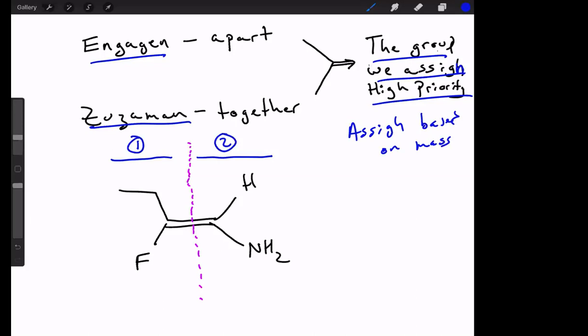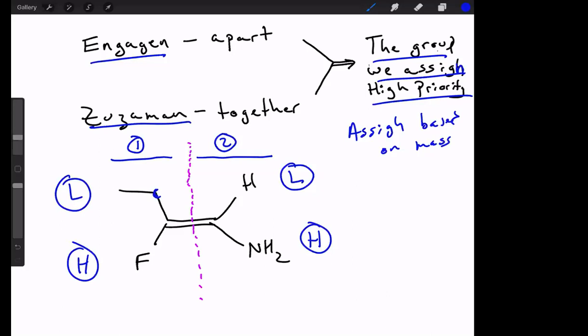We don't need different numbers because we're going to assign a high and a low for both 1 and 2. So in this case, we're going to give the low priority to hydrogen and the high priority to nitrogen because nitrogen is heavier than hydrogen. Then we're going to come over here and look at carbon versus fluorine. So we get a low priority for carbon and a high priority for fluorine.